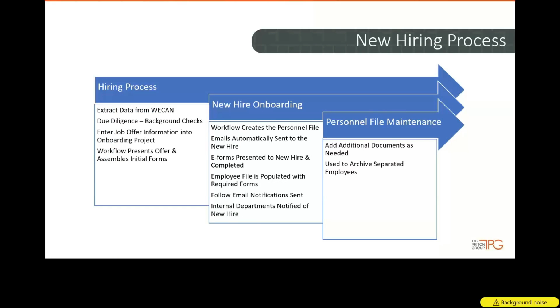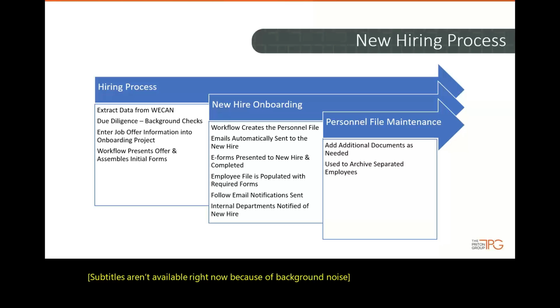So just the new hiring process. Like I kind of said, the first process is just taking that data out of WCAN, making sure we run our background checks, do our due diligence. We offer them their contract, put all that information in, and then we push out the workflow with the initial forms. When we do the new hire, this creates their personnel file.